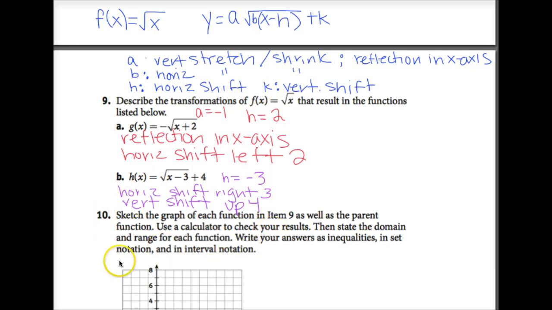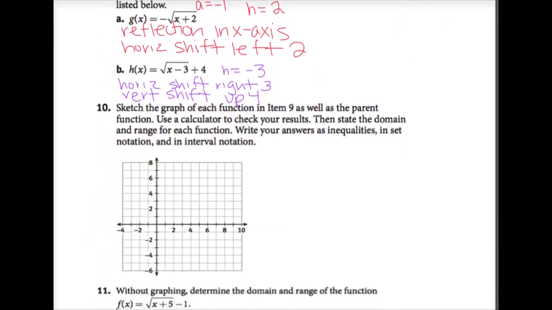So now we're going to sketch the graphs, it says, of each of the functions in item 9 as well as the parent function. So I'm going to go back to my parent function, which was, again, if we draw our parent pattern, we had 0, 1, 4, and then 0, 1, 2. So 0, 0, 1, 1, 4, 2. All right, so here's our parent graph.